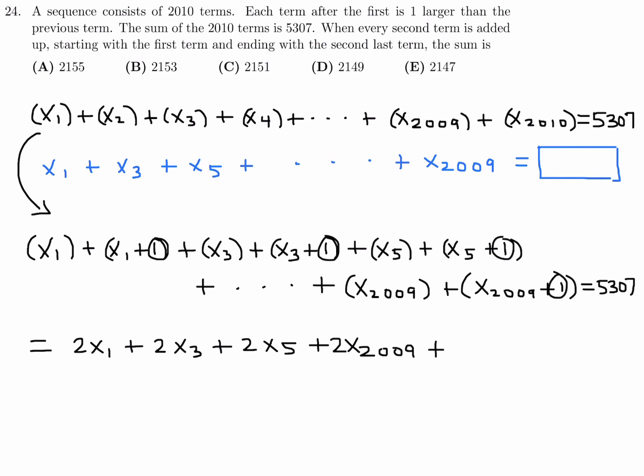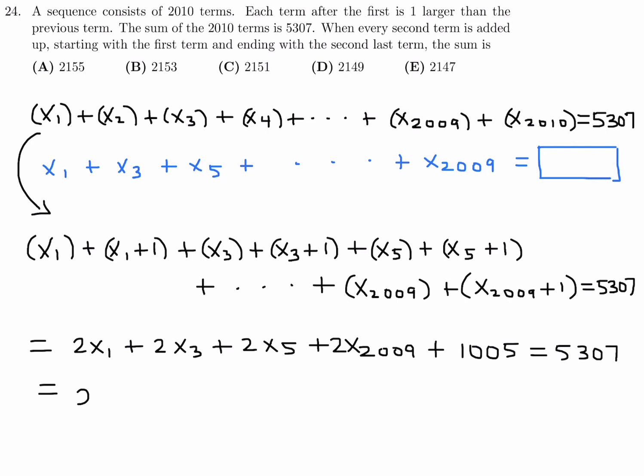1, 1, 1. And how many of those are there? Well, there's 2010 terms, and the 1 appears every other term, so half of the time. So 1005 of those ones. Okay, 2010 divided by 2, basically. So this is what we're down to.